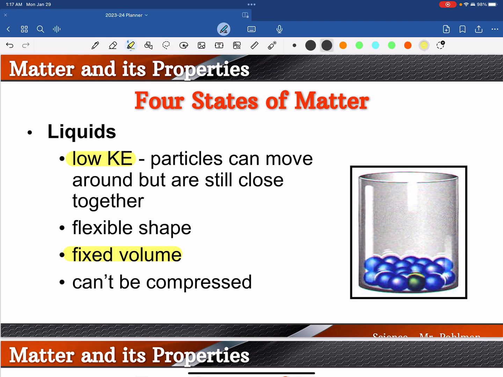In terms of shape, because they are able to move more freely, because they do have a little more energy, they're able to have a flexible shape. So if we poured these out onto the table, those molecules of water would spread out evenly across the table. If you put it back into a glass, it would take the shape of the glass up to what the volume of liquid would be. And liquids, they are not going to be compressible.